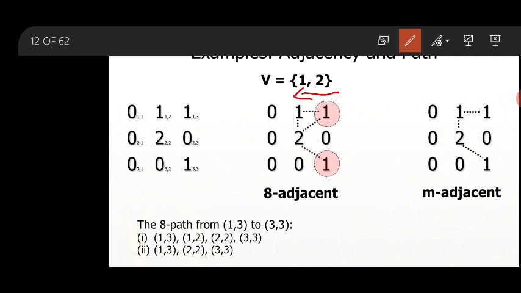Why do I go this way? Because what are the neighbors of this pixel? 1, 2, 0. Look at this one: 1 is from the set V, yes. 2 is from the set V, yes. 0 is not from the set V, you can't have a connection. So I made a connection between 1 3 and 1 2. Just for simplicity, I went in this fashion, from 1 3 to 1 2.